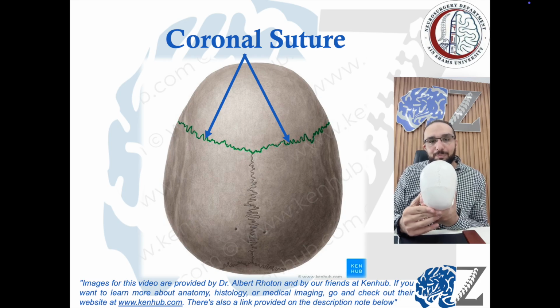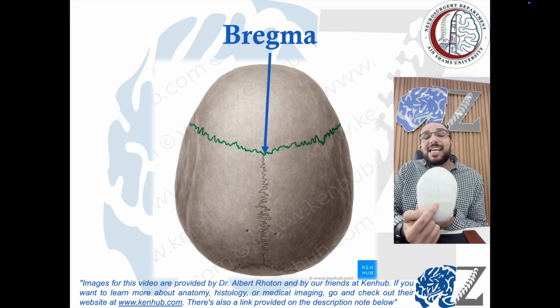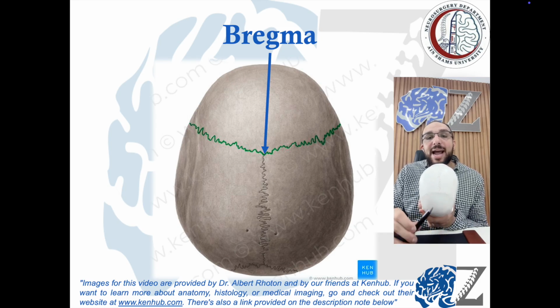But wait a minute. There is an important point in here you have to know very well. It's the point of fusion of the two parietal bones and the frontal bone. It's this point in here. This point is called the bregma. This is the bregma. What's the bregma?